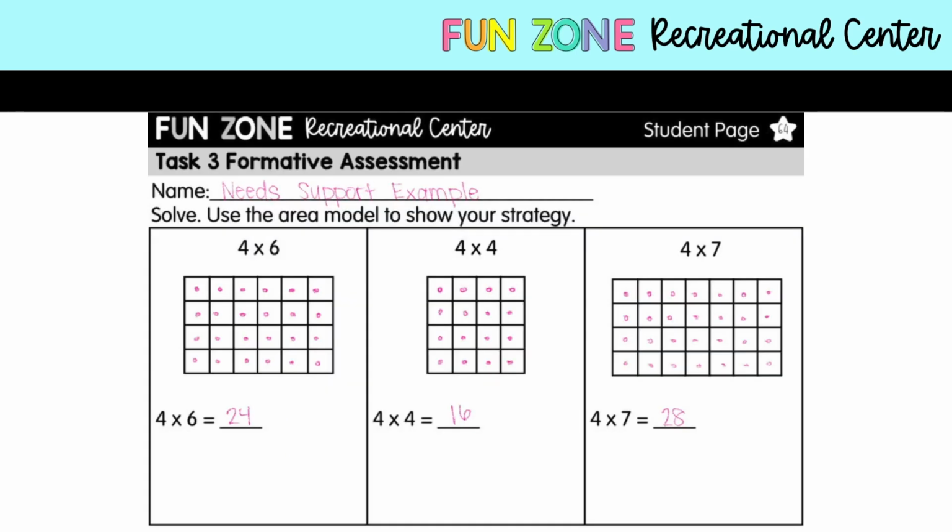Here's an example of work that demonstrates a need of support. Although the student is accurate, the student is still counting all tiles. The goal of the unit is to move beyond counting all. Here's an example of work that demonstrates marginal understanding. Although the student is beyond counting all, the student is still relying on a counting strategy to multiply. Here's an example of work that demonstrates proficiency. The student has decomposed the model into 2 sets of doubles and demonstrates a strategy beyond counting.